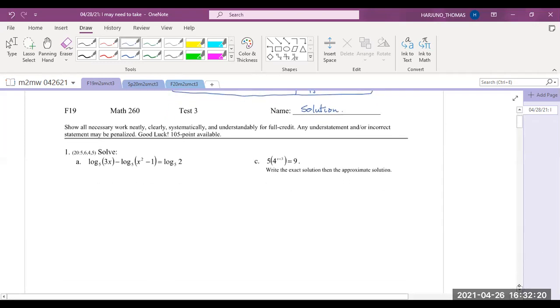Solve log base 5 of 3x minus log base 5 of x squared minus 1 equals log base 5 of 2. What I will do first, notice that I have logs here, right? So I will combine these two logs into a single log. Difference of logs is log of quotient.